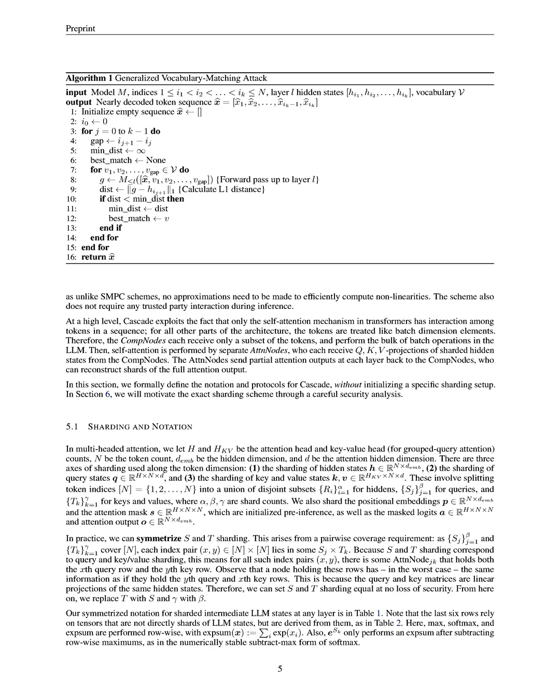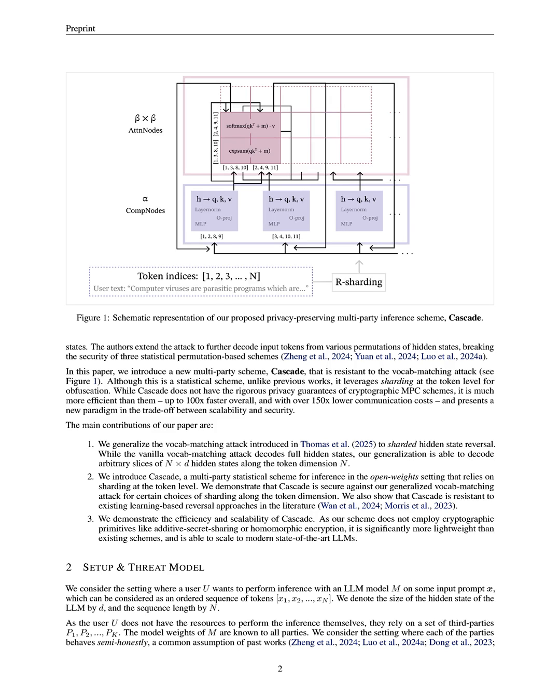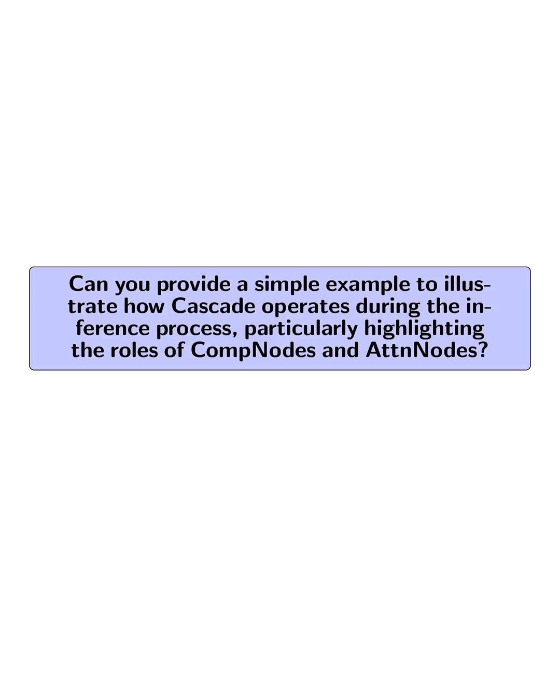The atom nodes perform the self-attention mechanism using the received projections, calculating attention outputs, while ensuring that no single node has access to all tokens, thereby mitigating the risk of information leakage. Finally, the comp nodes aggregate the results from the atom nodes to reconstruct the output, maintaining a balance between computational efficiency and security against attacks like the vocab matching attack, as the gaps between token indices in the sharding process complicate potential reconstruction efforts. Can you provide a simple example to illustrate how Cascade operates during the inference process, particularly highlighting the roles of comp nodes and atom nodes?